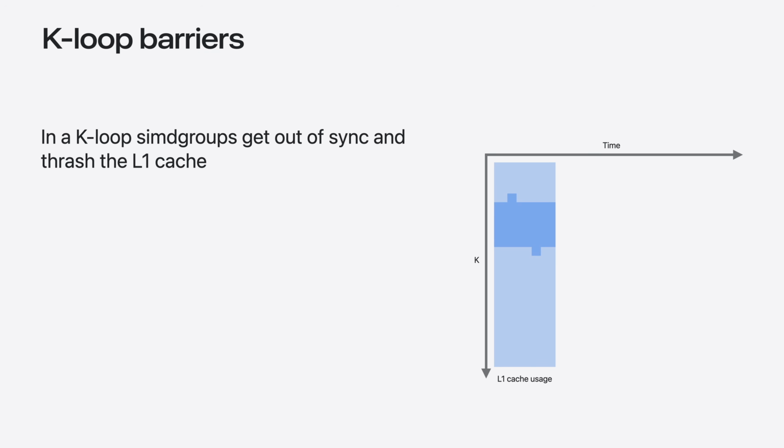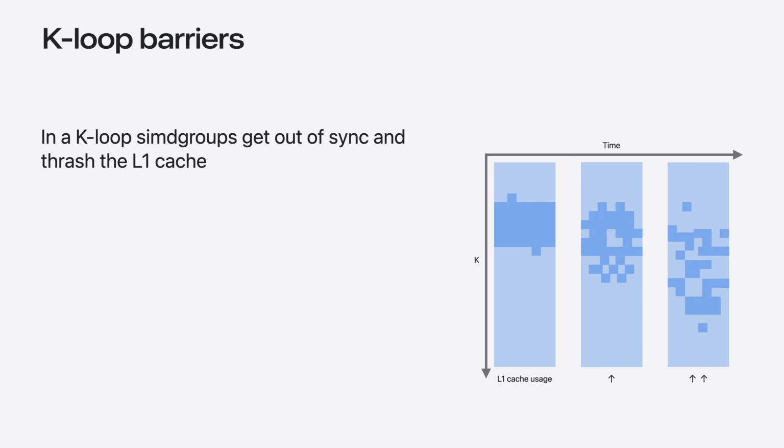When processing the k-dimension, TensorOps will tile and loop over it for you automatically. But there's a subtlety here that's worth understanding. As execution proceeds, SIMD groups within a thread group can start to diverge in their progress through those k-tiles. If we look at the matrix data actively being used by SIMD groups in a thread group, each SIMD group represented by a dark square in this diagram, we see that they start out synchronized, but over time they drift apart. When SIMD groups drift apart, you end up with larger, more scattered cache usage patterns. This hurts your cache hit rates and overall performance.